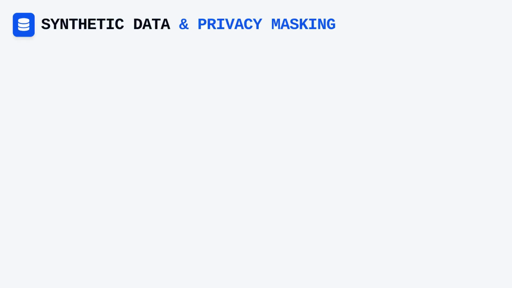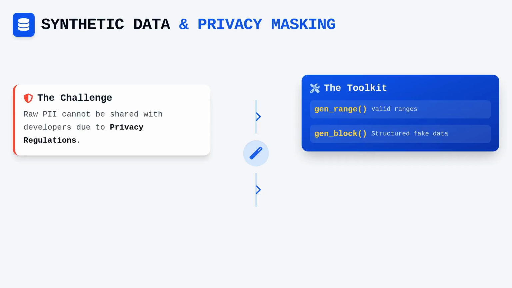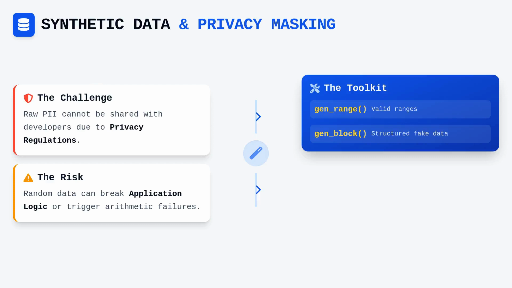Another essential aspect of this toolkit is the generation of synthetic, yet realistic data, which is facilitated by functions like genRange and genBlock. When you need to provide a dataset to developers for testing purposes, you cannot simply provide raw data, as that would constitute a violation of privacy regulations. Instead, you can use these generation functions to replace real values with statistically plausible but entirely fake data points that maintain the correct data type and format.